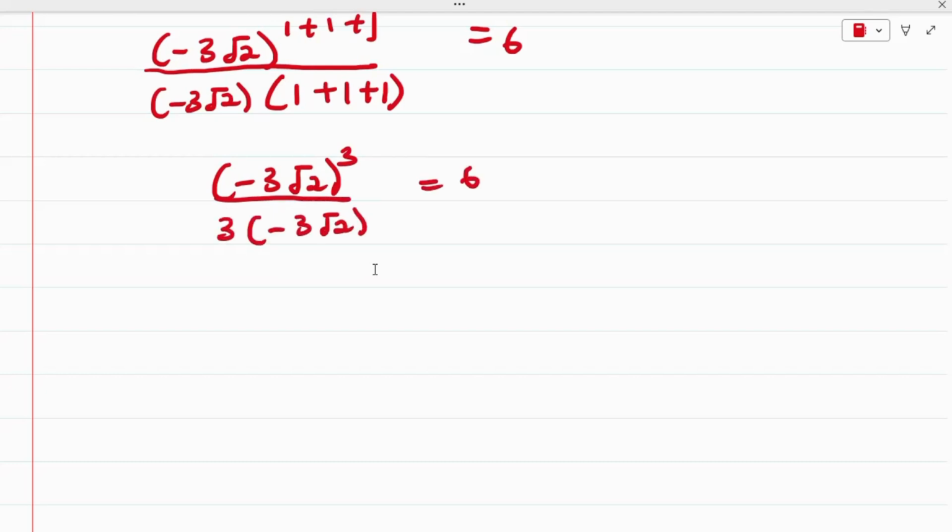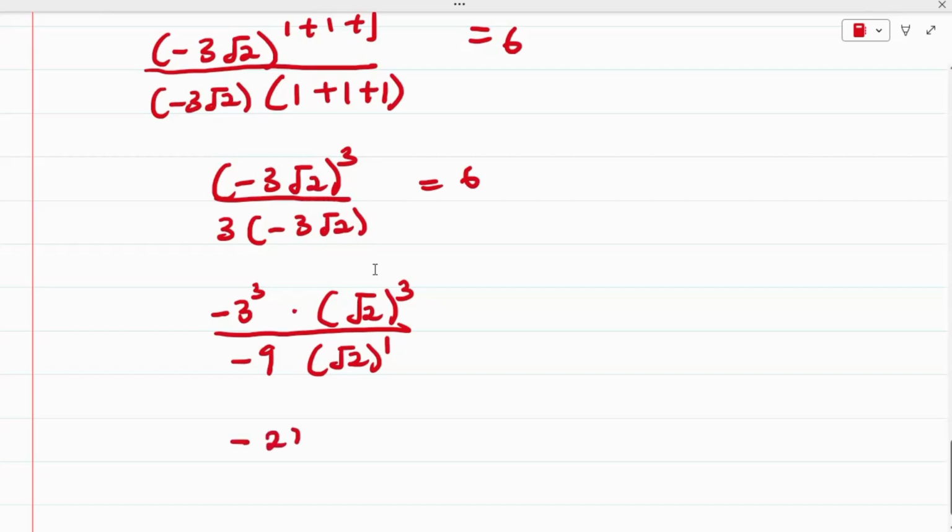So from here, we have negative 3 raised to the power of 3, multiplied by root 2 all raised to the power of 3, over 3 multiplied by negative 3, which will give us negative 9 times root 2 all raised to the power of 1. So negative 3 raised to the power of 3 is 27, over negative 9, and we have root 2 raised to the power of 3 over root 2 raised to the power of 1, which is equal to 6.